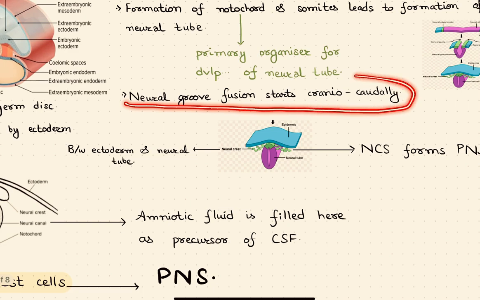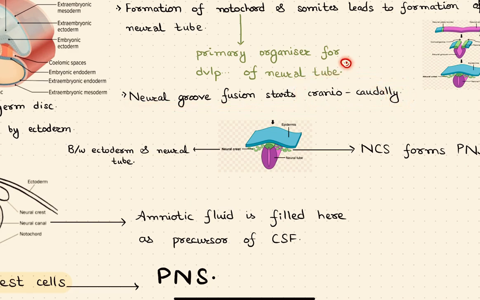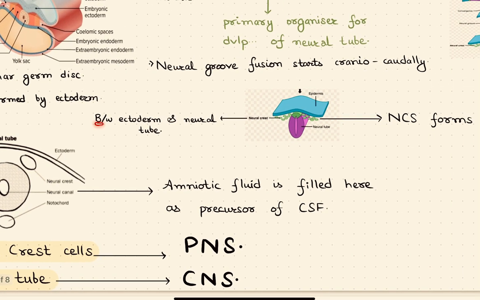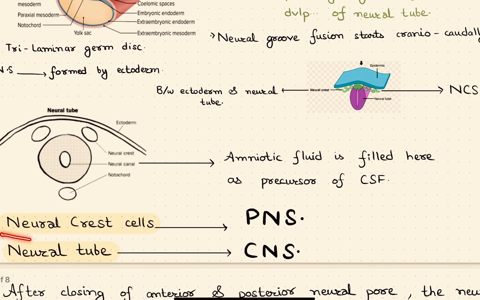This neural groove fusion starts craniocaudally, meaning from the head to the tail region, forming a tube, and there are certain cells between this neural tube and the ectoderm. These are the neural crest cells. Neural crest cells form the peripheral nervous system, and the neural tube forms the central nervous system. The central nervous system comprises the brain and spinal cord. Similarly, the peripheral nervous system contains all the nerves associated with the brain and spinal cord. So the PNS is formed by neural crest cells, and the CNS is formed by the neural tube.